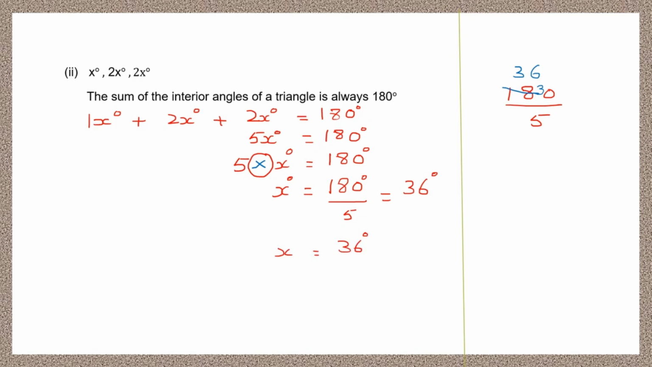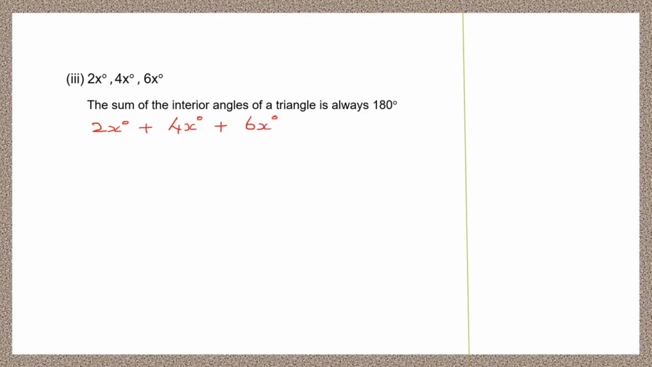The next sum. These are the three angles of a triangle, and the property is the sum of these angles is always 180. So let's add it up. 2x degrees plus 4x degrees plus 6x degrees is equal to 180 degrees. Let's add this up. 2 plus 4 is 6. 6 plus 6 is 12. So 12x degrees is equal to 180 degrees.